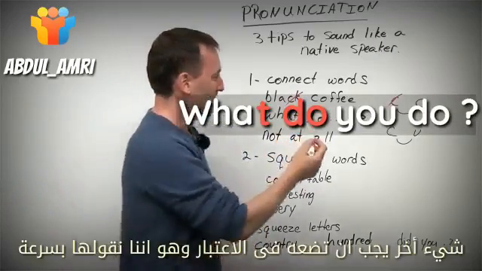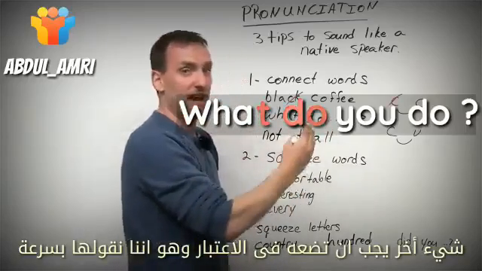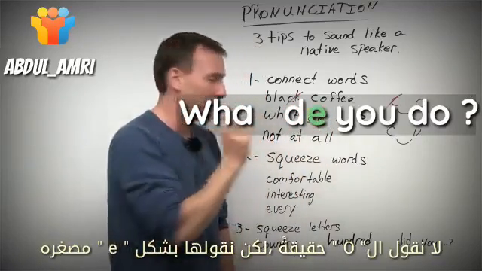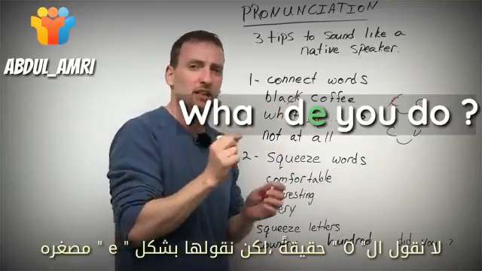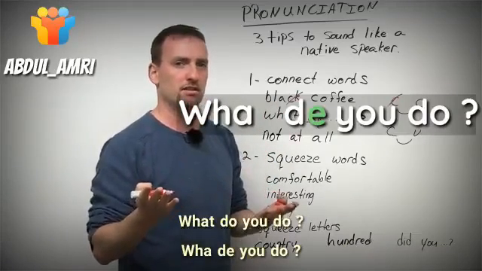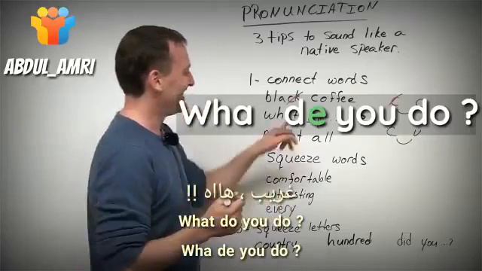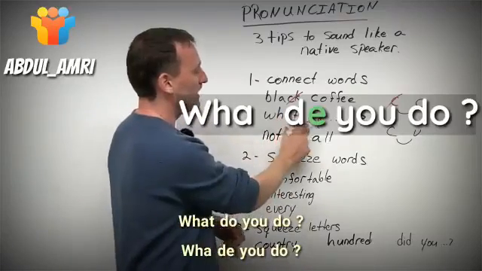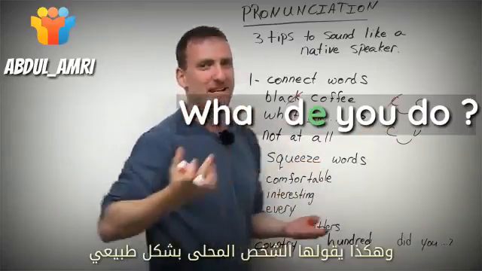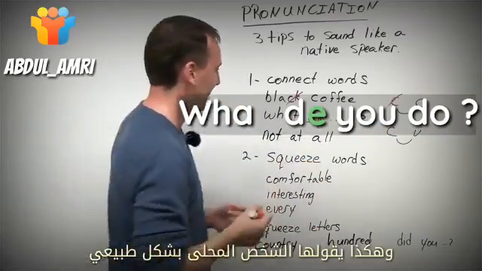But again, another thing you have to keep in mind is when we say it fast, we also don't really say the full vowel. We say sort of a small E. What do you do? Practice that. Strange, huh? No T. What do you do? That's how a native speaker would say it naturally.